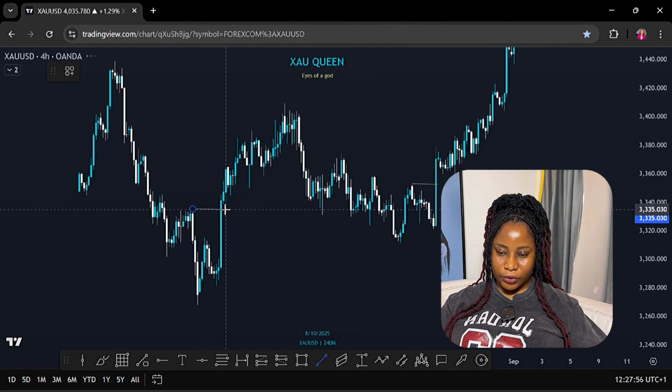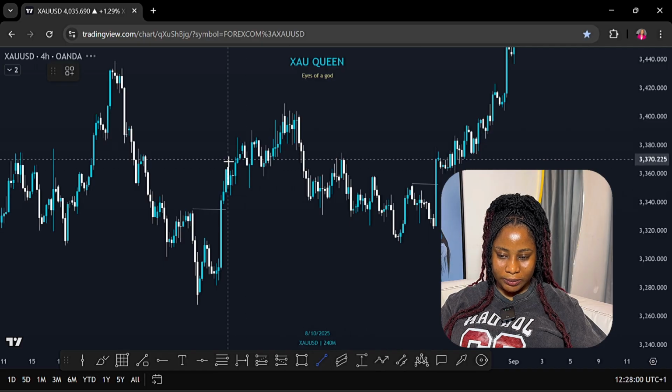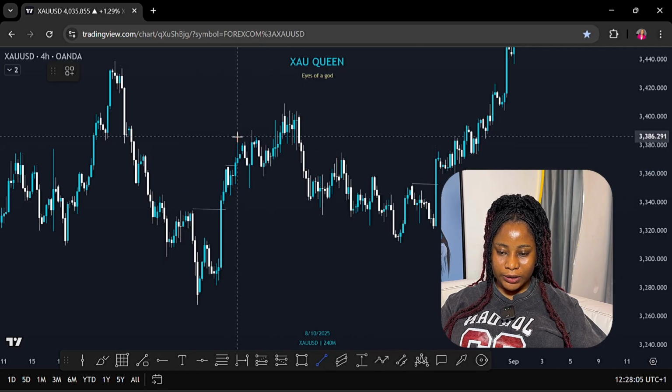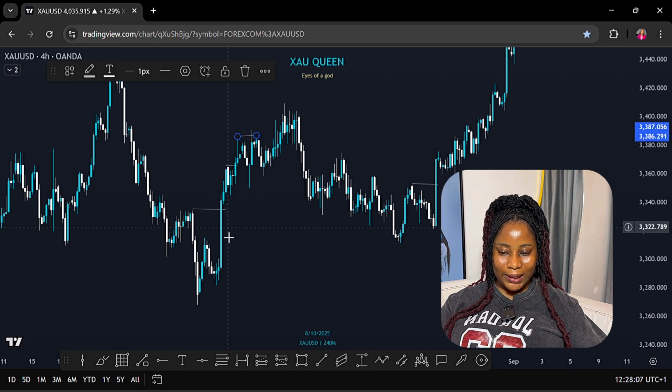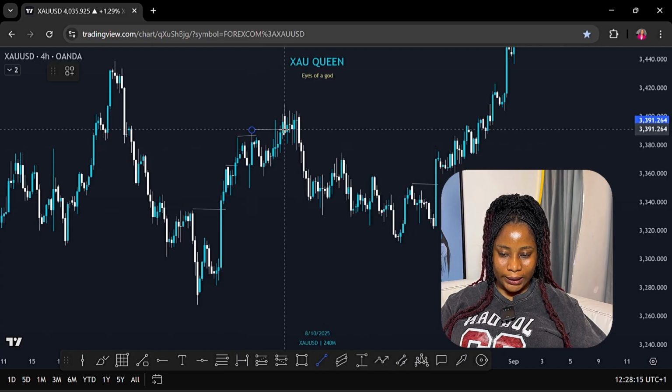So this was a break of structure. Please don't come and tell me, oh, this is also a break of structure, this is also a break of structure. Did we pull back to these levels? No. So all these are not breaks of structure. Yeah, you can trade them individually.